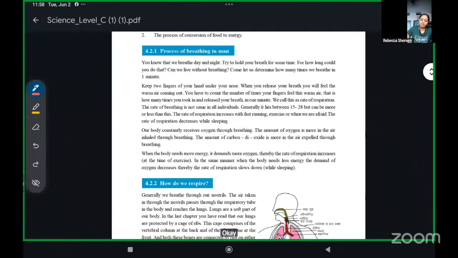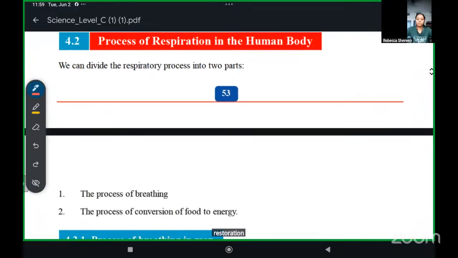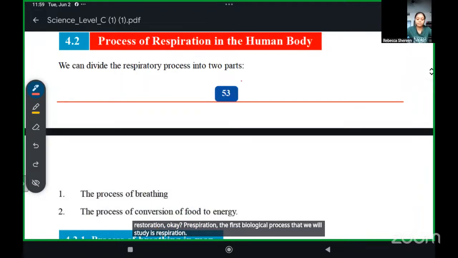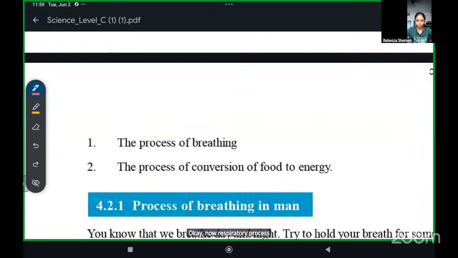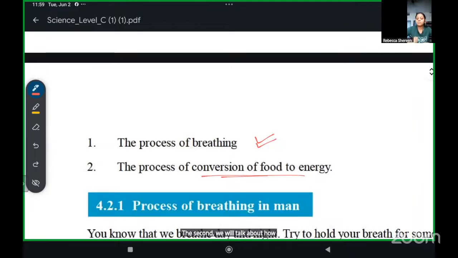Now, let's come to respiration. The first biological process that we will study is respiration. We'll study the respiratory process in two parts. Firstly, we will talk about the process of breathing. Second, we will talk about how food is converted to energy in the process of respiration. Both the things we'll talk about.